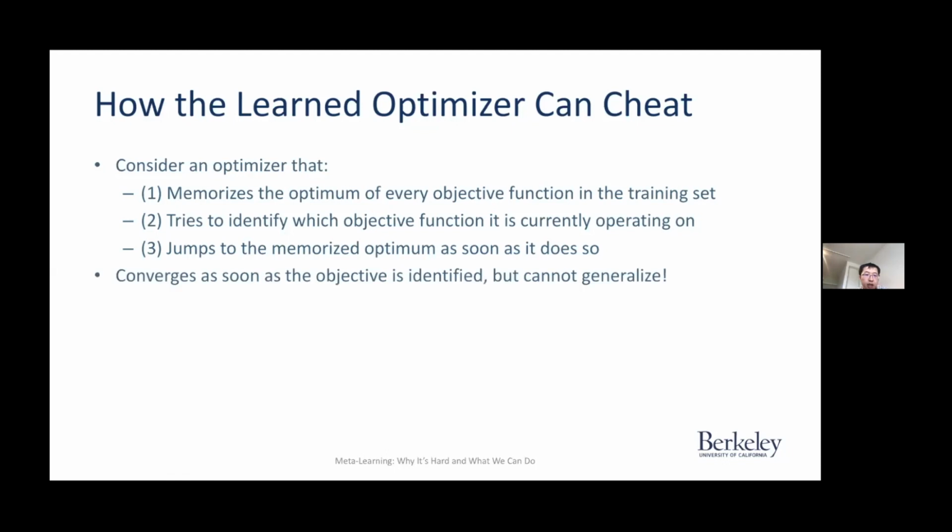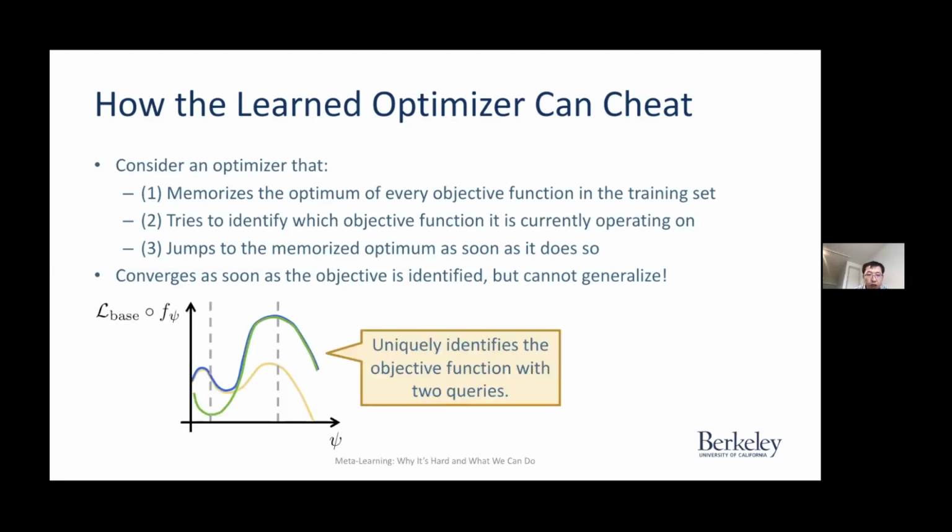So what is actually going to happen? It's going to converge as soon as the objective is identified. It knows which of the training objective functions it's dealing with, but then of course you cannot generalize. And this is pretty easy to do, to identify which of the training objective functions it's dealing with.